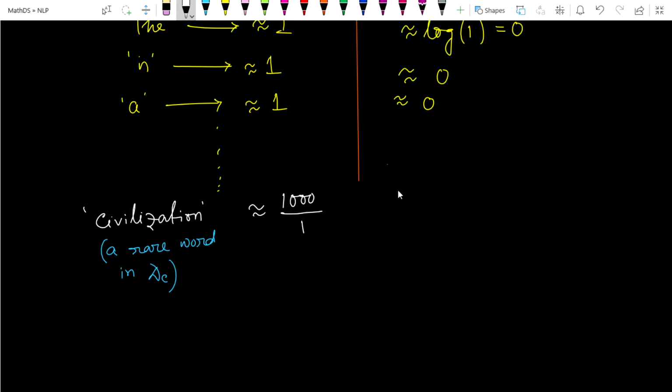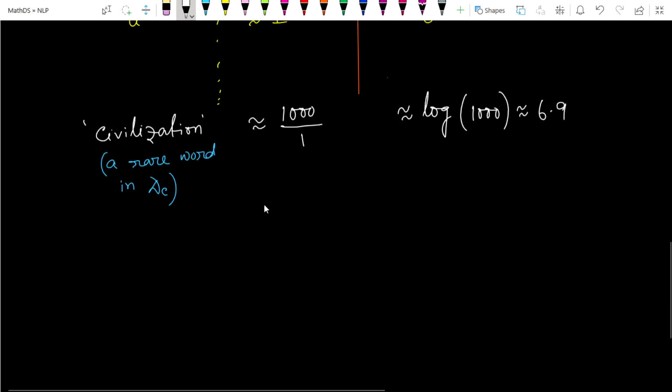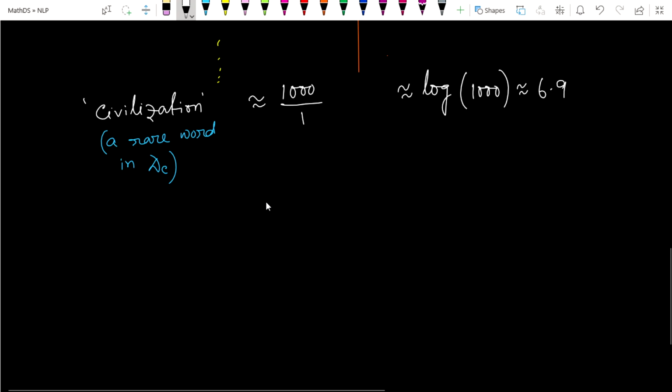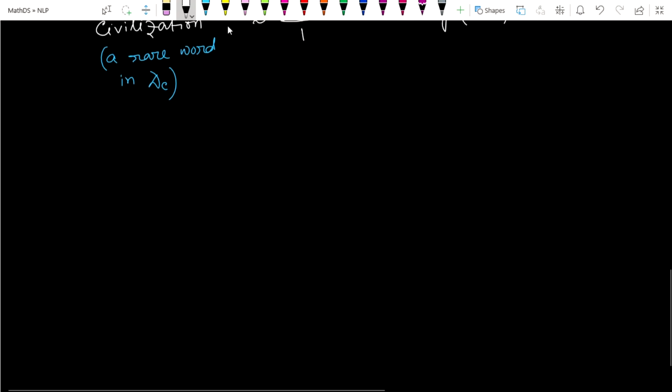So if you calculate this value now, log of capital N by n_i, log of approximately 1000, is near about 6.9. Calculate it. So now the question that comes into our picture: just recall the TF.